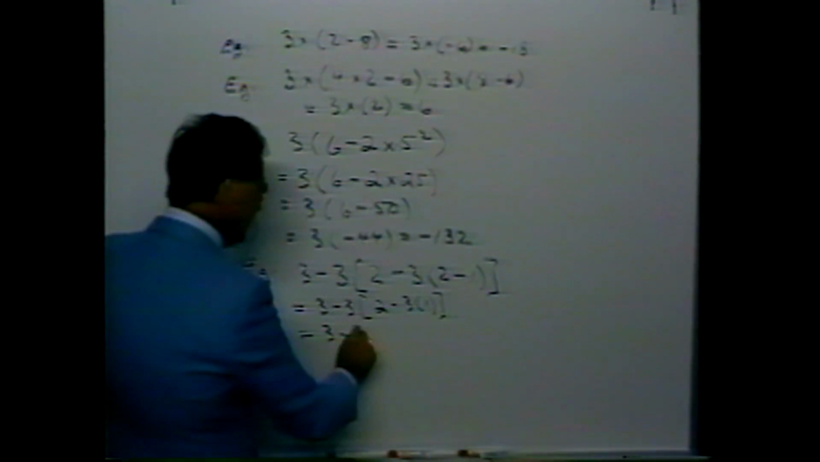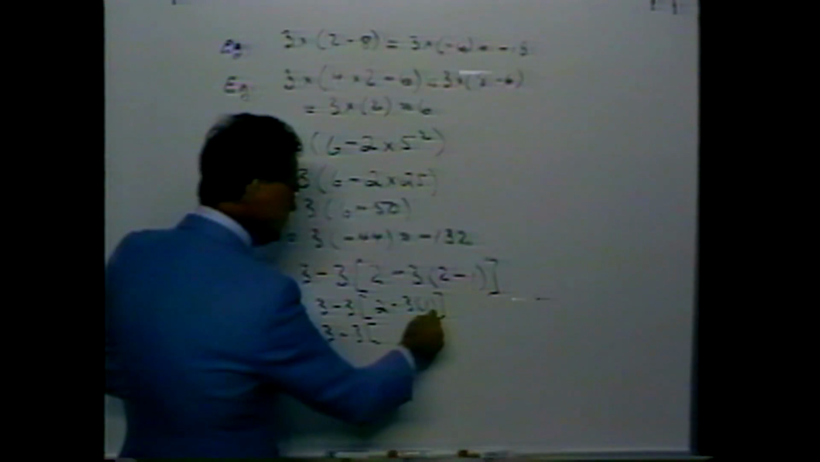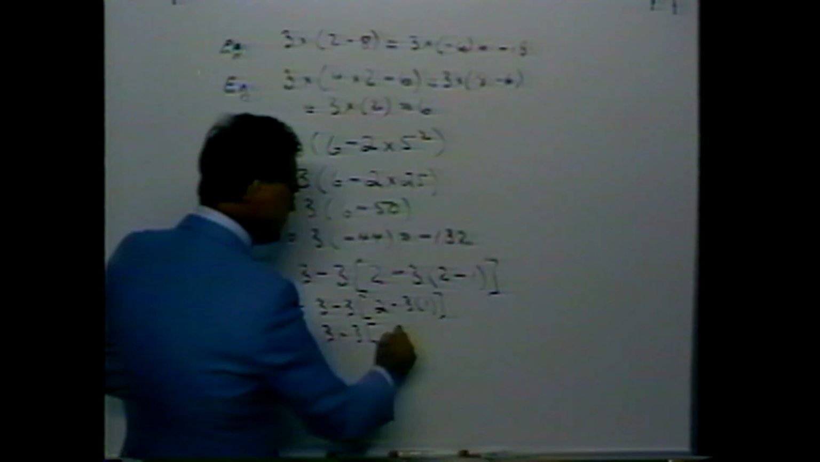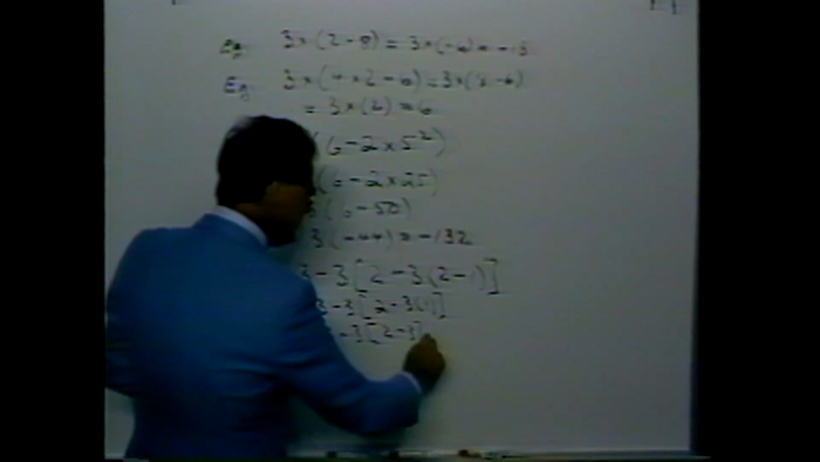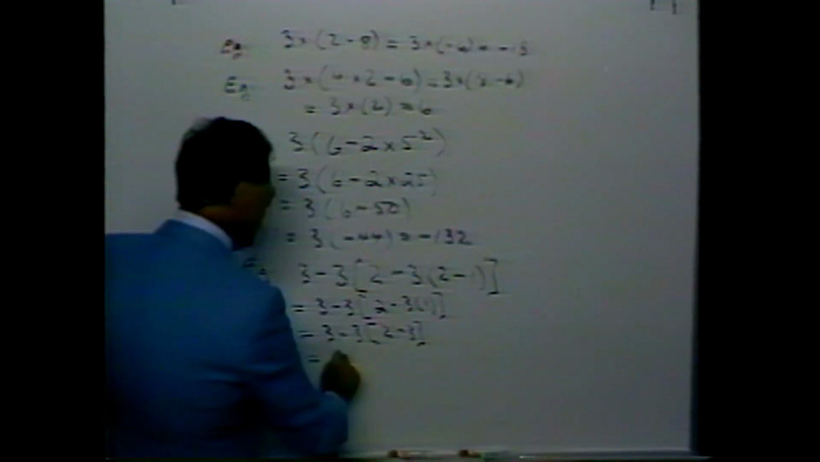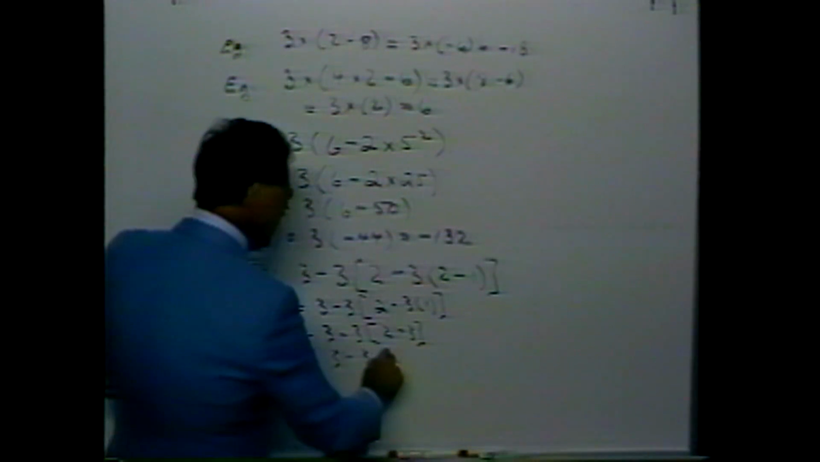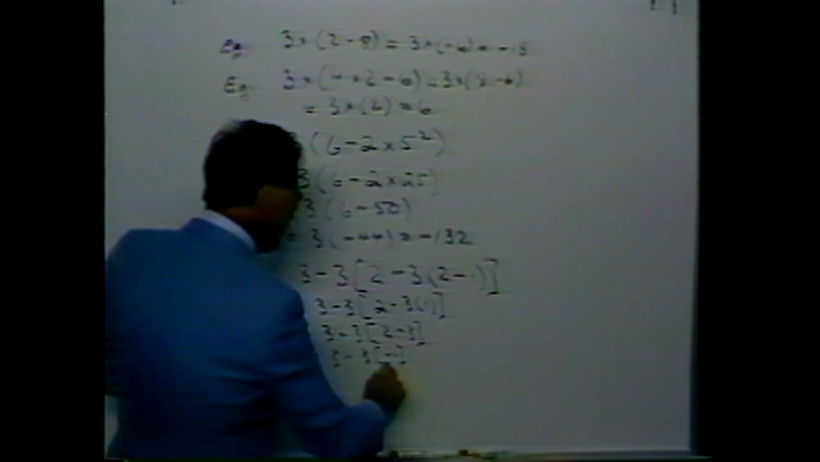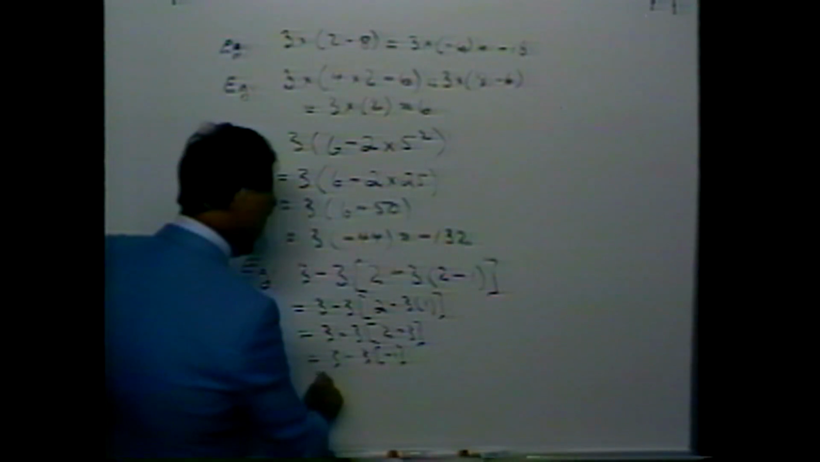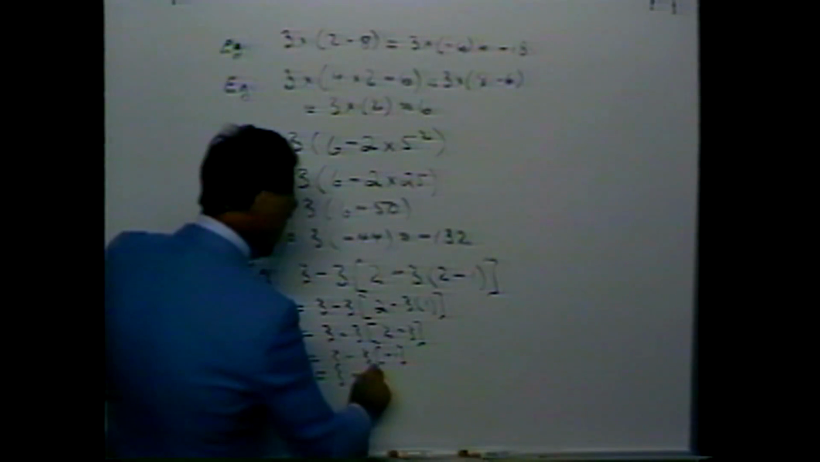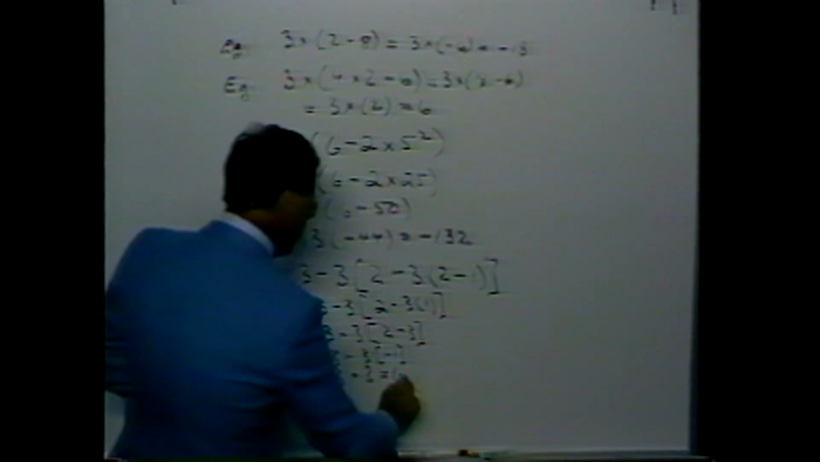We have 3 minus 3, square brackets, multiply 3 by 1 is 3. And one by one, these brackets eventually are eliminated. 2 subtract 3 is negative 1. Multiplication must occur before subtraction. We have 3 minus 3 times minus 1, which is plus 3, and that's eventually 6.